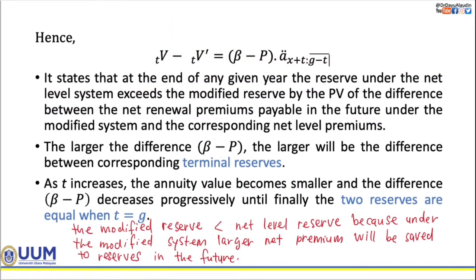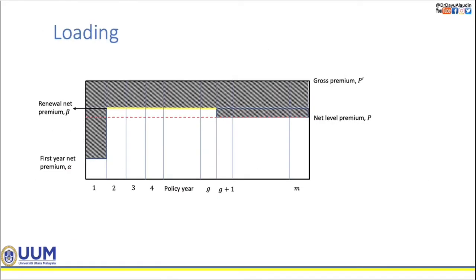The modified reserve is greater than the net level reserve because under the modified system, a larger net premium will be saved to reserve in the future. Now we look at the diagram. This is the gross premium that we charge the policyholder, and the net level premium is below the gross premium. So this is alpha, the first year net premium, and this is beta, the renewal net premium.